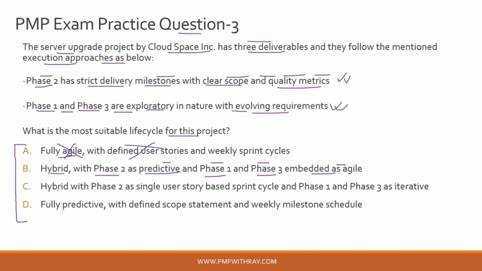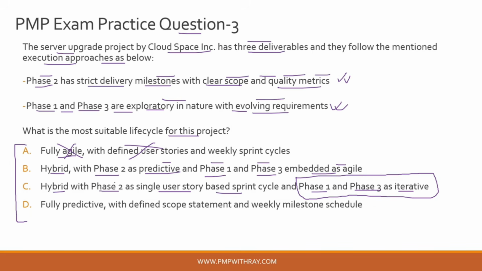Let's look at option C. Again, it's mentioning that it's a hybrid project with phase 2 as a single user story based sprint cycle. Okay, now it's getting confusing here. And phase 1 and phase 3 as iterative, right? Now, if you try to analyze this option in two parts, there is basically nothing wrong with this part of the option where it's saying that you do phase 1 and phase 3 as iterative, which makes sense because they are exploratory in nature with evolving requirements.